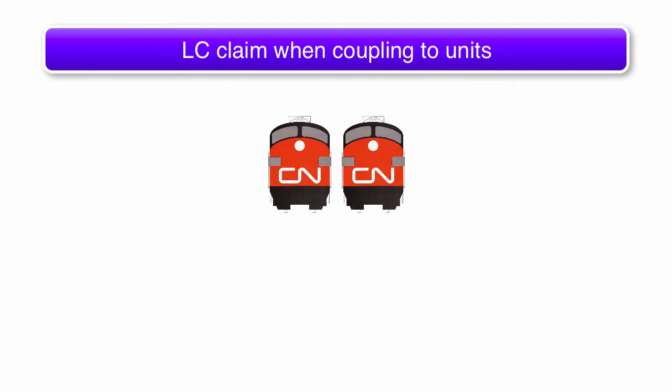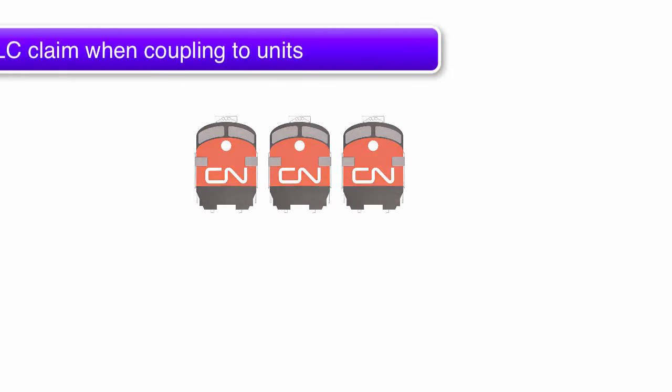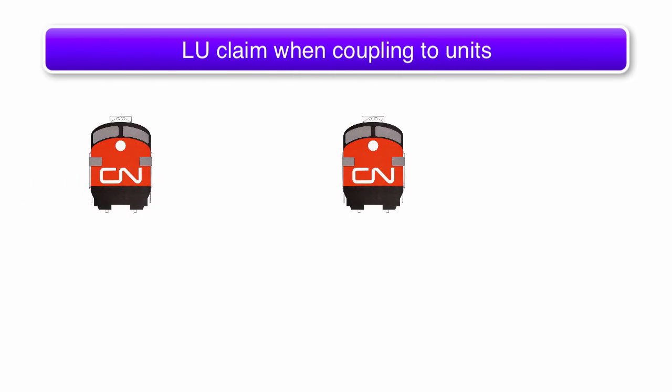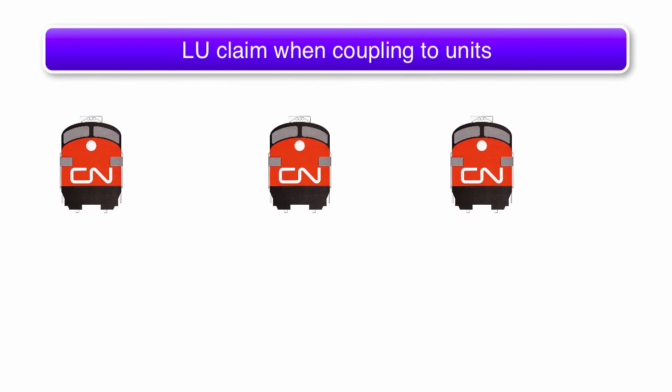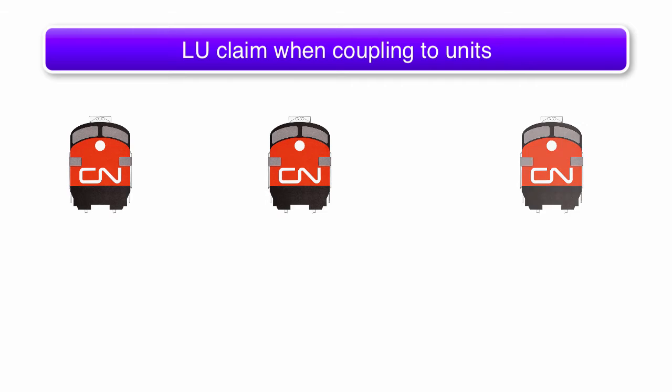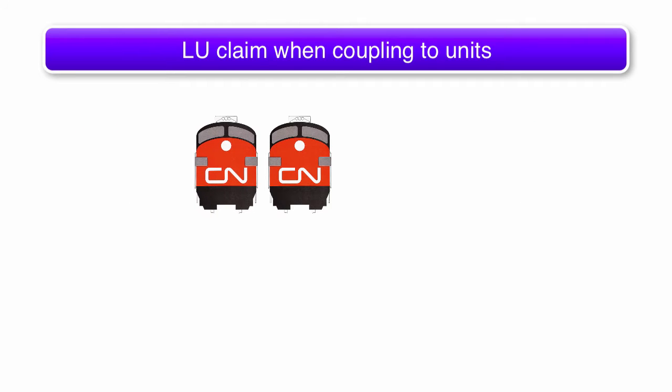Now, these claim codes, both the LC and the LU, work the same for coupling 2 units. So if you have 2 units you're in control of right now and you're told to go over to the shops and pick up a 3rd unit in your consist, well, you're entitled to an LC. If you're told to go over to the shops with your 2 units, uncouple your head end unit and grab the tail end and then put it all back together, you're entitled to an LU claim.